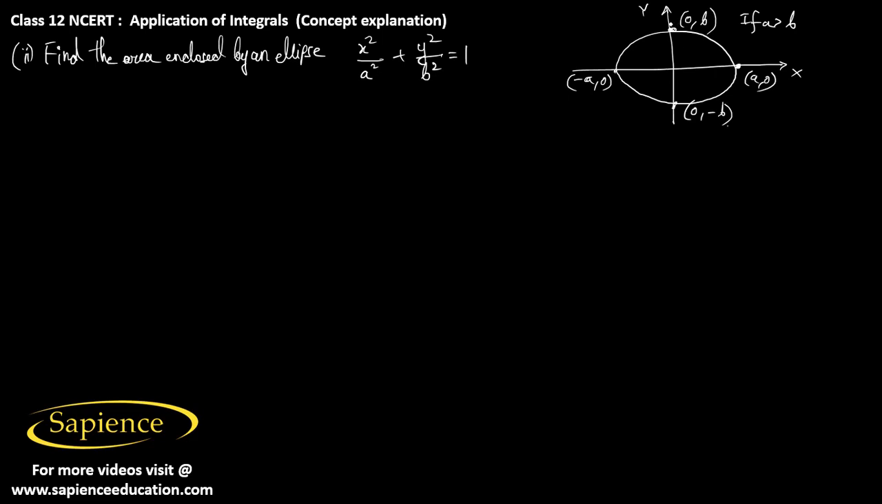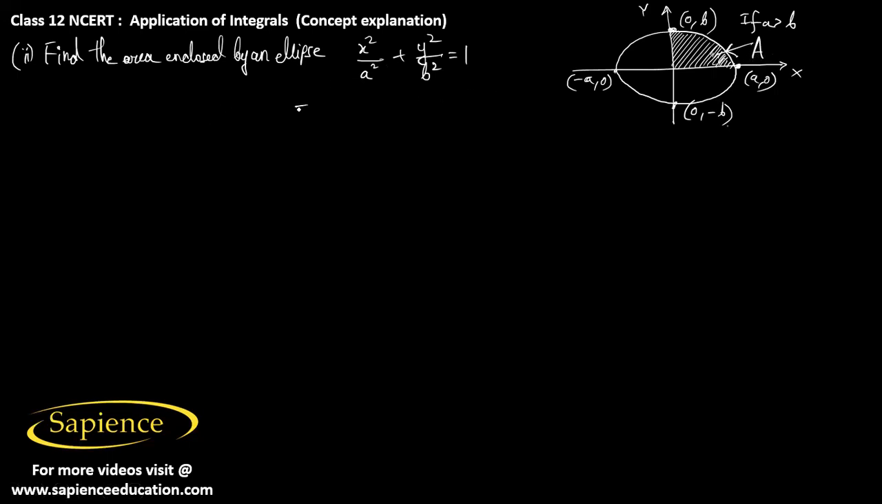So the ellipse is also symmetrical about both the axes. So it means that if we can find the area of this 1/4 part, and if we do 4 times of that, then we will get the area of the entire ellipse. So the area of the entire ellipse will be 4 times of this area. Let's say this area is A square units. Then we need to find A.